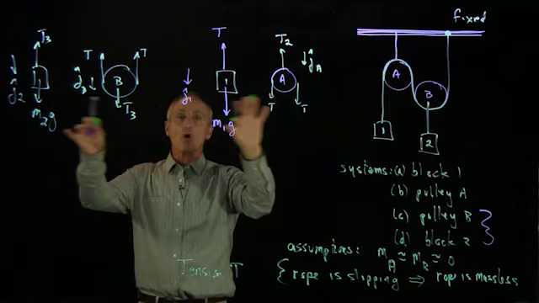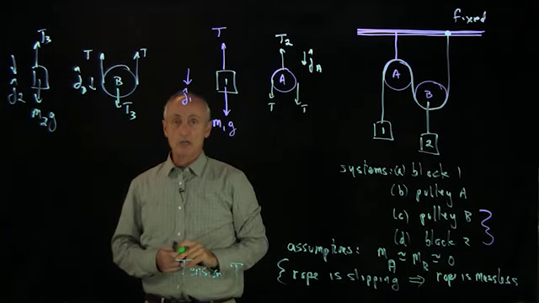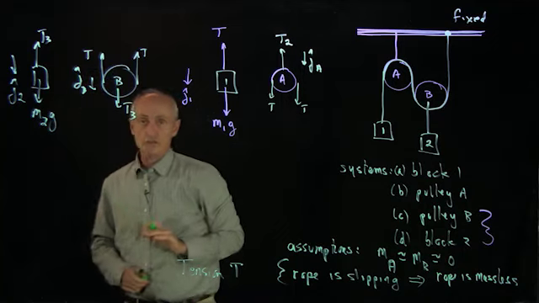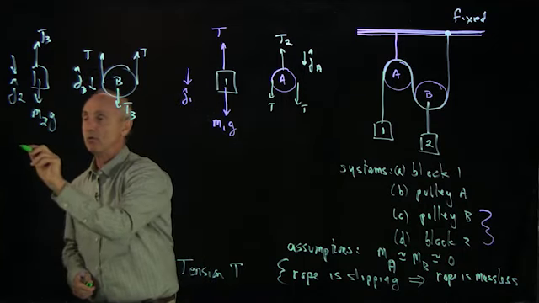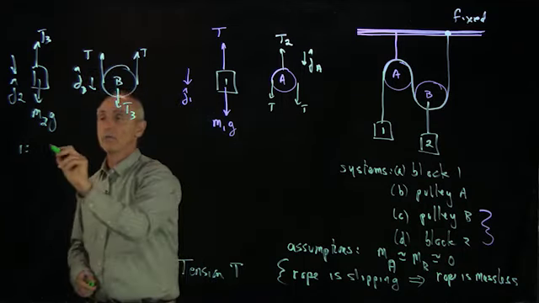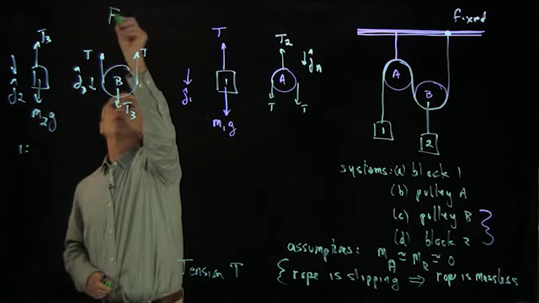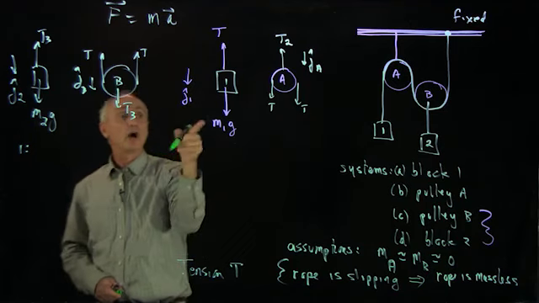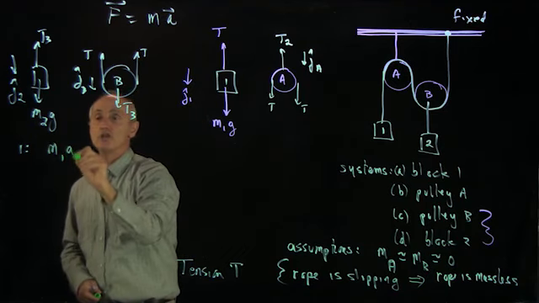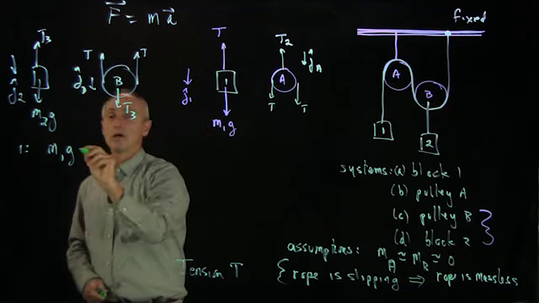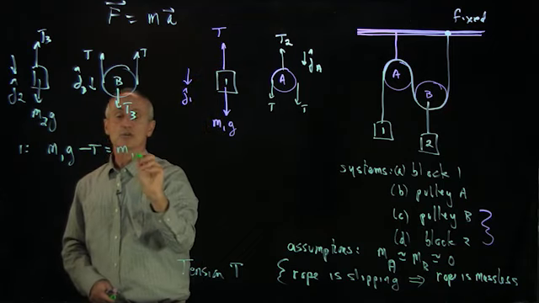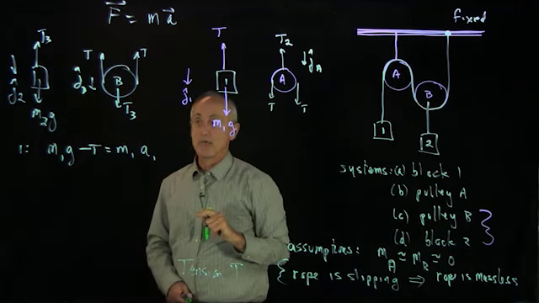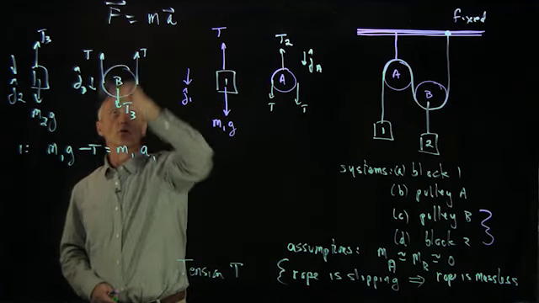So I've now drawn the free body diagrams on the various objects, and that enables me to apply Newton's second law for each of these objects. So let's begin. We'll start with object 1. Remember, in all cases, we're going to apply F equals ma. So for object 1, we have m1g positive downward minus T is equal to m1a1. And that's our F equals ma on object 1.